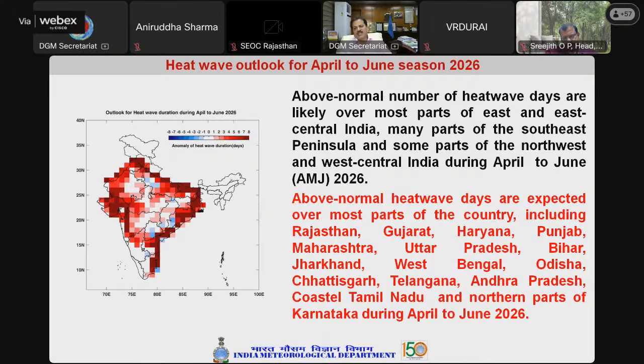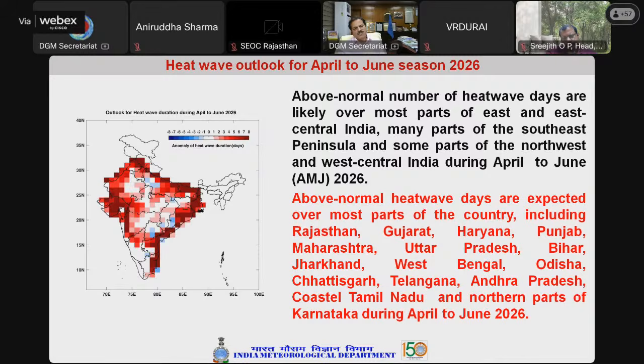So above normal heat wave days are expected over most parts of the country, including Rajasthan. Except it is not complete Rajasthan, it is West Rajasthan, Gujarat, Haryana, Punjab, Maharashtra, Uttar Pradesh, Bihar, Jharkhand, West Bengal, Odisha, Chhattisgarh, Telangana, Andhra Pradesh, etc. But you can see that relatively Madhya Pradesh, Chhattisgarh, Bidar area are showing less probability, and you cannot expect it.